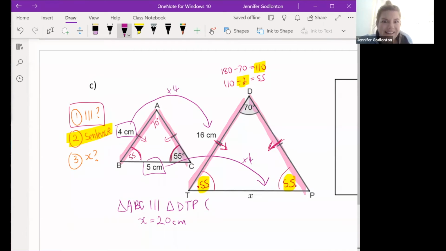No, ma'am. Wait. Is it sides in proportion? So we can't use sides in proportion because they haven't given us all 3 sides. We can only use sides in proportion if they've given us all 3 sides. So ma'am, I'm right by angle. Yes, angle is right. Side, not so much. Nice job though. Good work.